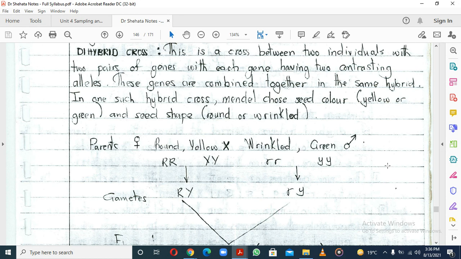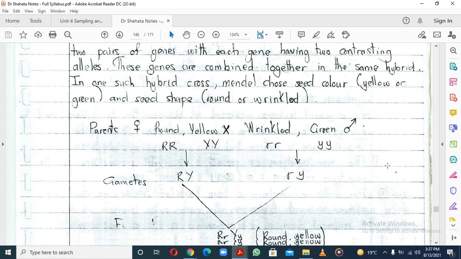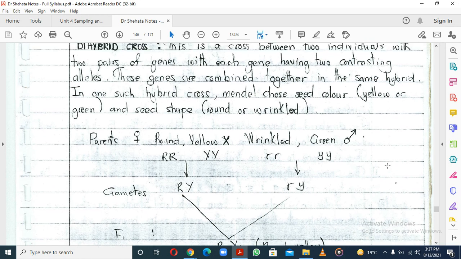So now, in one such hybrid cross, Gregor Mendel chose seed color. Seeds can either be yellow or green. Then the seed shape can either be what? Round or wrinkled. So those are the two character traits that Mendel was looking at: the seed color and the seed shape.